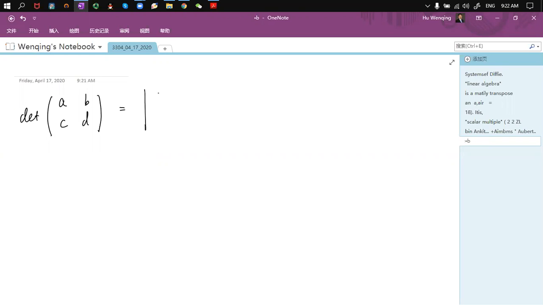Sometimes you write the determinant, or you can just write A, B, C, D with two long vertical lines. It simply means AD minus BC. Is that good for everybody?